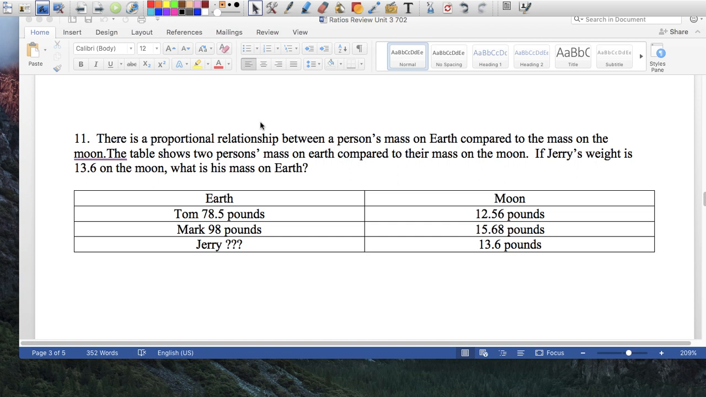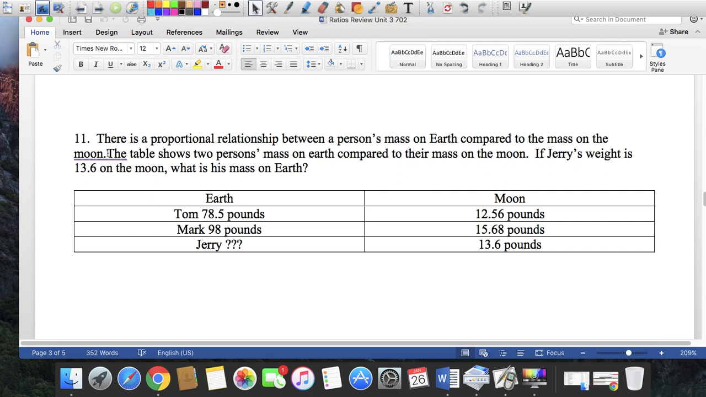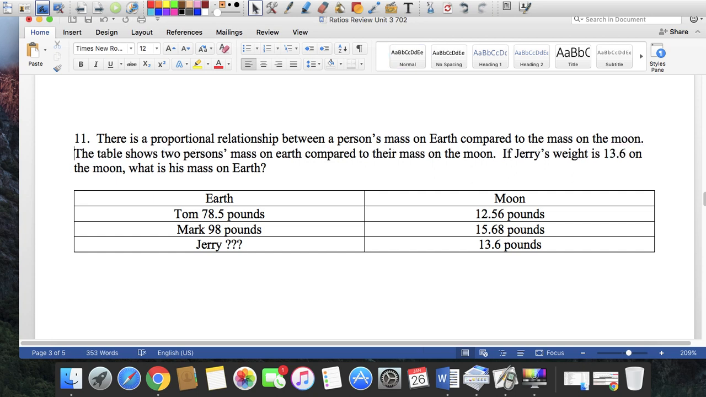Between a person's mass on Earth compared to the mass on the moon. The table below shows the mass, the two persons' mass compared to the mass on the moon. If Jerry weighs 13.6 on the moon, what is his mass on Earth? So Tom weighs 78.5 pounds on Earth. On the moon, he would weigh 12.56. Mark weighs 98 pounds on Earth, and then on the moon, he weighs 15.68.